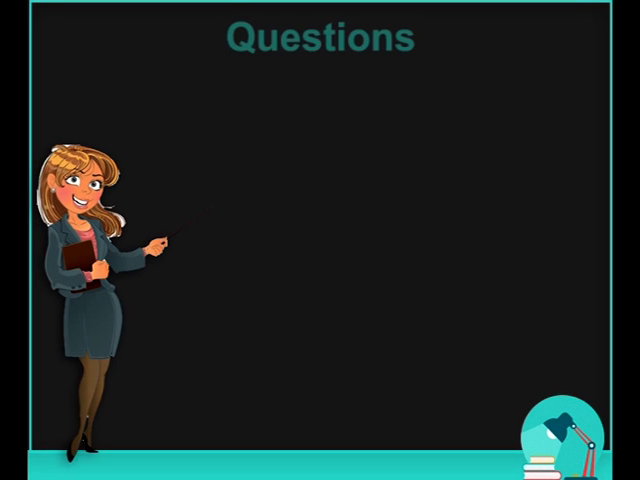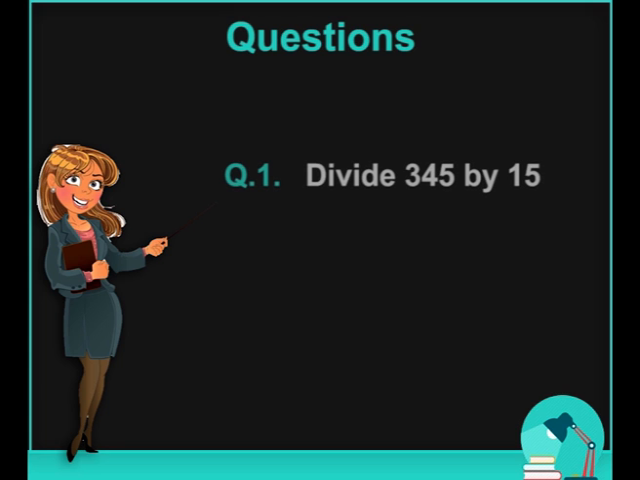I hope you have enjoyed and understood the box method of division. Let's practice a few more questions of division using the box method. Your first question is, divide 345 by 15. Your second question is, divide 794 by 5. The answers to these questions will be given to you once you complete the division of these questions.